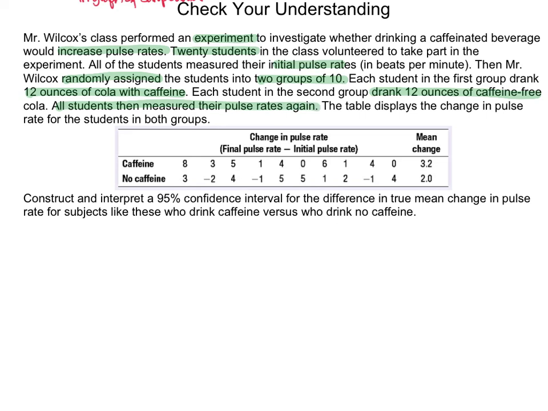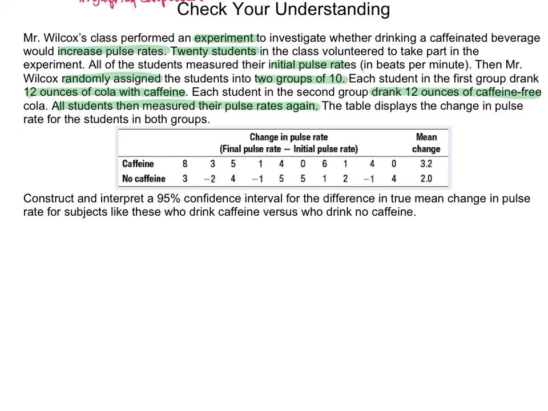The table displays the change in pulse rates for the students in both groups. And you can see we're given the individual pulse rates and the mean of each of the 2 groups. We're going to construct and interpret a 95% confidence interval for the difference in the true mean change in pulse rate for subjects like these who drink caffeine versus who drink no caffeine.